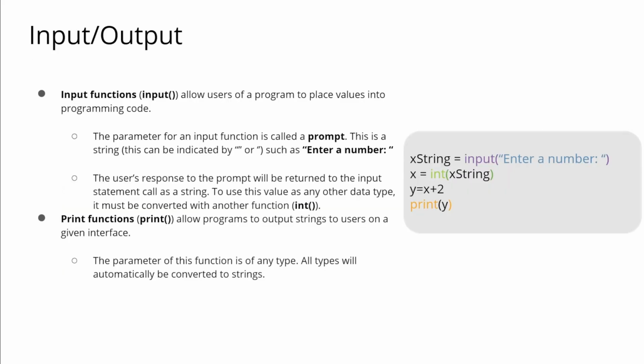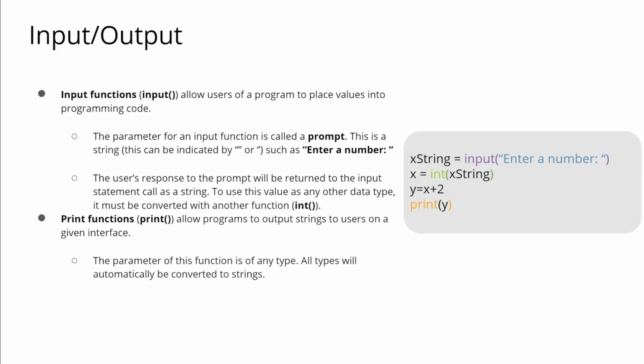Next we have input and output. So input functions allow the user of a program to place values into programming code. Now the point here is the parameter for an input function is called a prompt. This is a string such as enter a number. So the user's response to the prompt will be returned by the input statement as a string. To use this value as any other data type, it must be converted with another function.